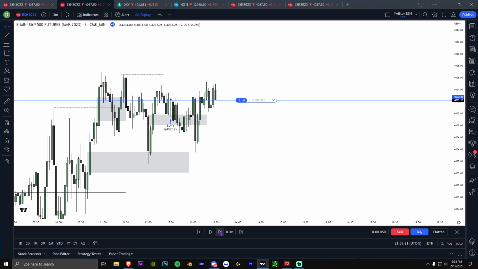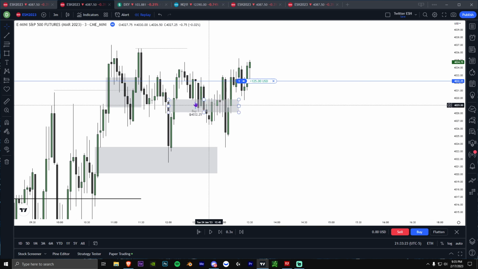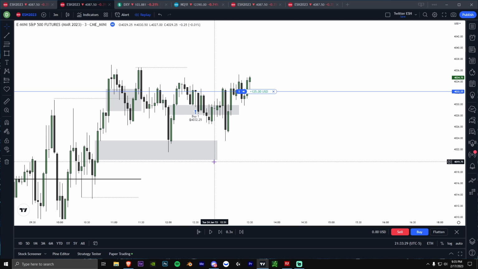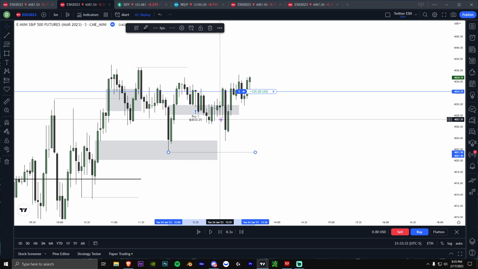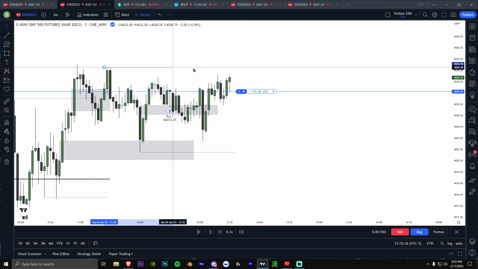Wow, what is this price action? Oh, wait, no, this is 12:30. Okay, so this is lunchtime. So your stop would be below here if you long. Again, this would be very bad risk reward. I probably would have got stopped at break even, to be honest.